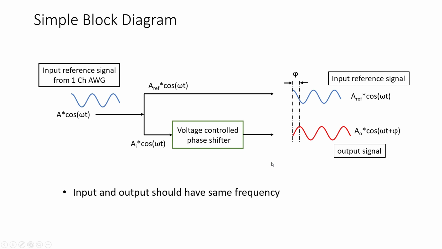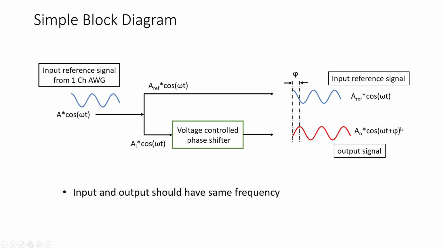Here is a simple block diagram for the voltage controlled phase shifter. The input reference signal from a single channel arbitrary waveform generator is represented as A cos omega t, and this signal comes here to the power divider, and the value of A ref and AI depends on the ratio of the power divider, and it can be measured using an oscilloscope. The AI cos omega t wave component serves as input to the voltage controlled phase shifter.